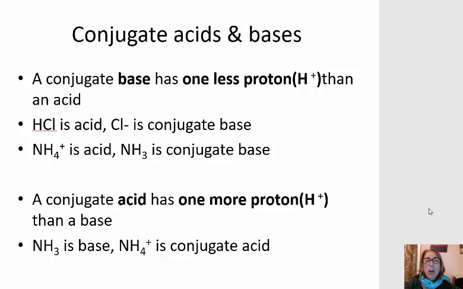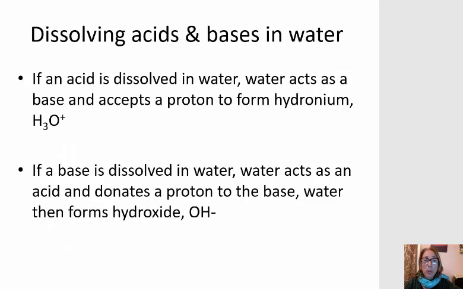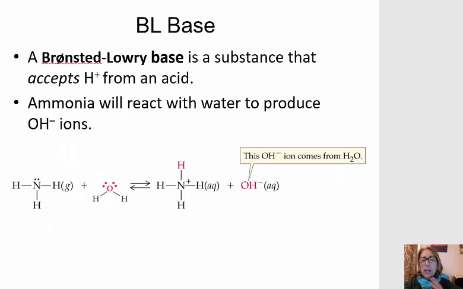An important part of Bronsted-Lowry acid-base theory is the concept of conjugates. So we know that Bronsted-Lowry acid-base theory is all about a proton going from an acid to a base. And the conjugates are what we call the products. So let's take a look at an example that we've already seen to kind of get our head wrapped around this.